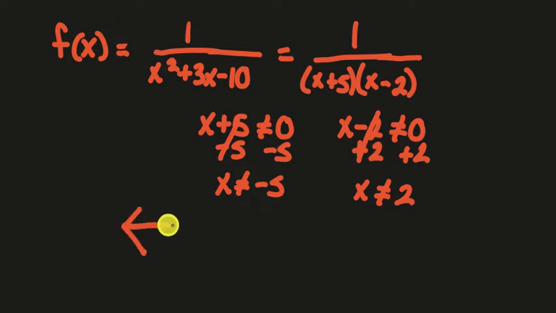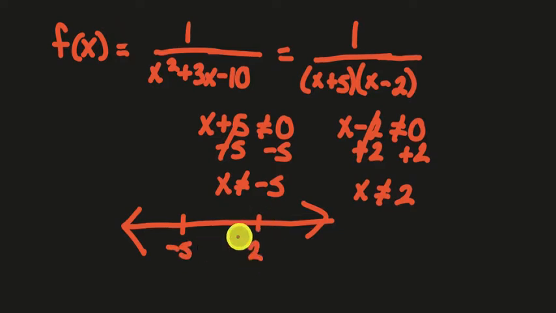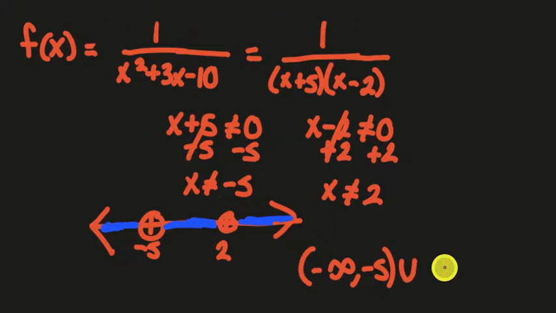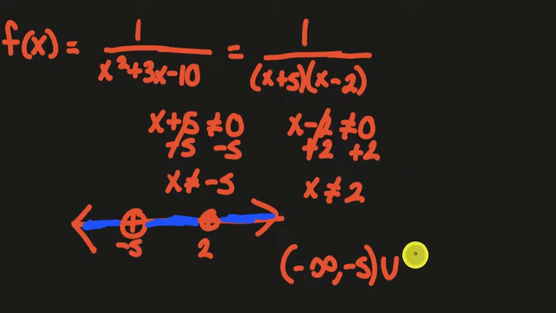If we draw this on a number line, we'll have negative 5 here, we'll have positive 2 here. We'll have open circles in both. And the parts of the graph where our function has a domain is going to be highlighted in blue. And in interval notation, we go from negative infinity to negative 5. This is going to be in union with from negative 5 to 2, in union with from 2 to infinity.